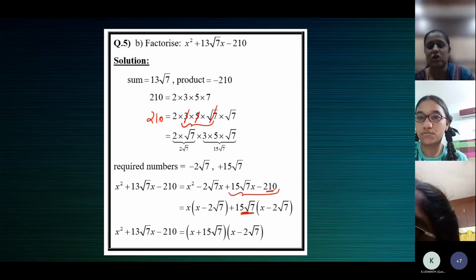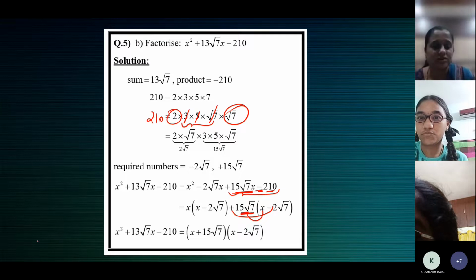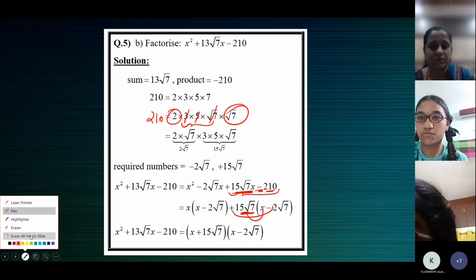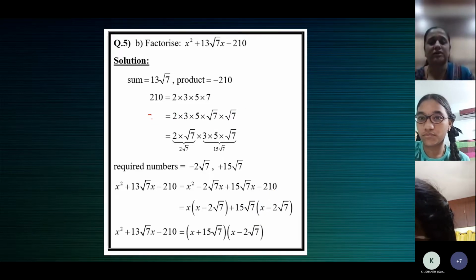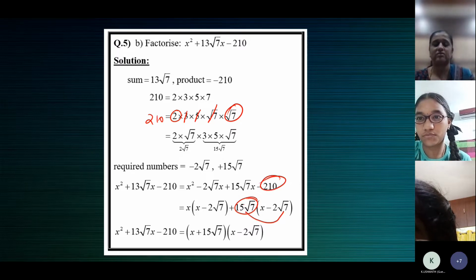So take out 15 root 7 common. So 15 root 7 into x is 15 root 7x. Plus into minus, minus. 15 root 7 into 2 root 7 will be 210. You can make out from the factors of 210. It's not at all difficult. If you take out 15 root 7 common, what is left in the factors of 210? 2 root 7 is left. So 15 root 7 into 2 root 7 will give you 210.